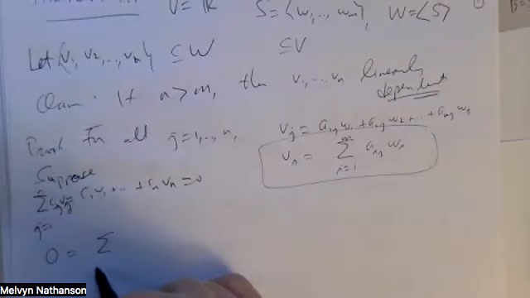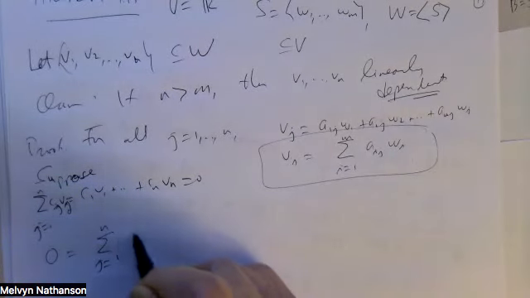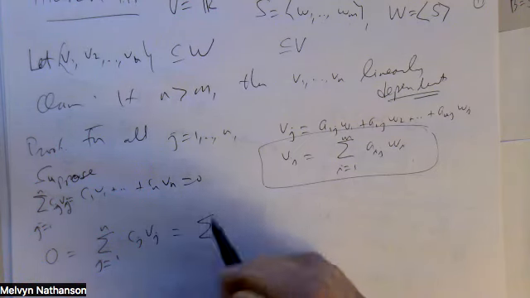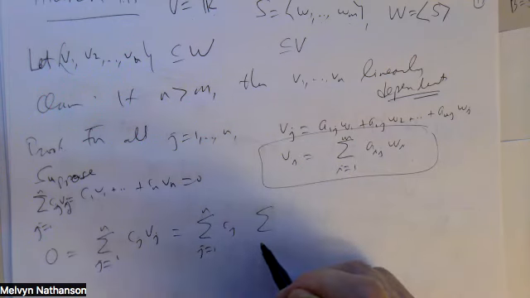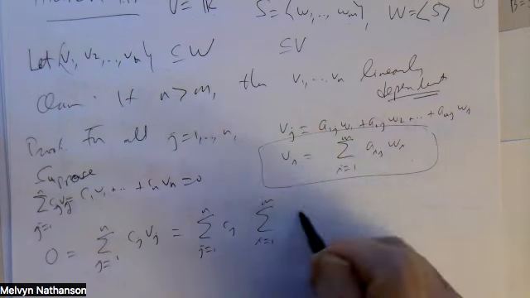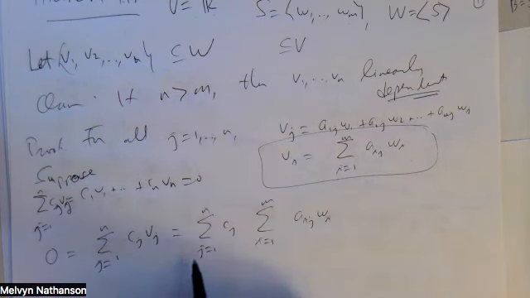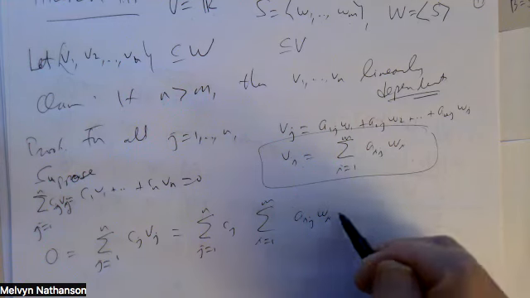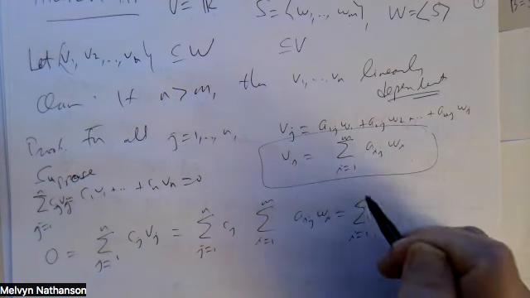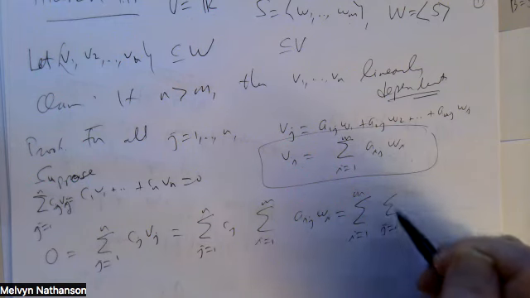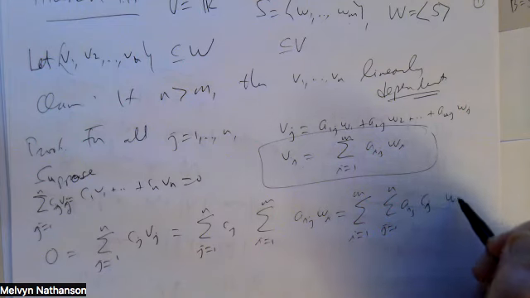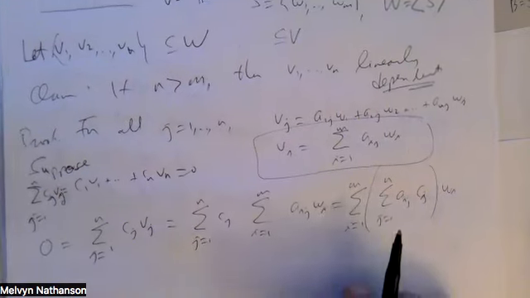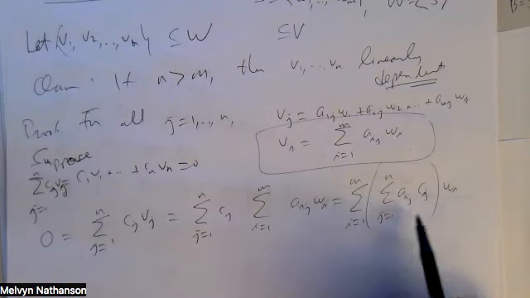But Vj can be written like this. So I have the 0 vector, summation j goes from 1 up to n, Cj Vj, is summation j goes from 1 up to n, Cj times the vector Vj, which is summation i goes from 1 up to m, Aij Wi. These are finite summations. I can interchange the summations. This is summation i goes from 1 up to m, summation j goes from 1 up to n, Aij Cj Wi. So this is some linear combination of the W's, and these are the coefficients.